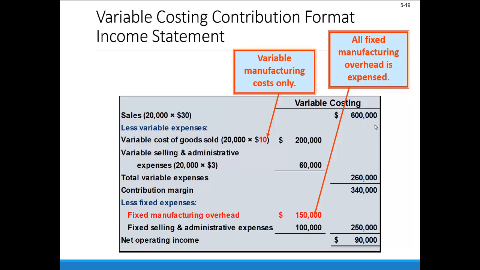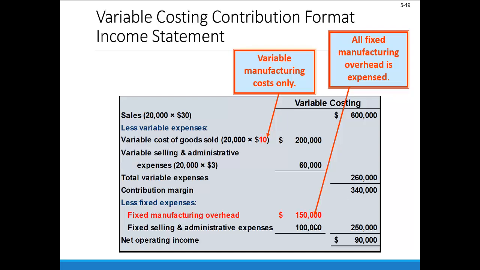So we have sales at the top there of 600,000. That's no different either way. We sold 20,000 units at $30. Now we have variable expenses first here. The variable cost of goods sold would be the 20,000 units we sold times just that unit product cost, which if you recall only included the variable manufacturing cost under variable costing, $10 a unit. So that variable cost of goods sold, 200,000 in total. Also want to include there our variable selling and admin expenses, 20,000 units at $3 or 60,000 total. So that leaves us with a contribution margin of 340,000, sales minus total variable expenses.